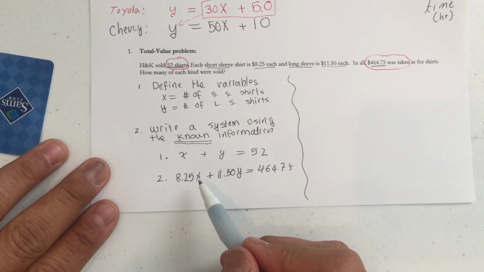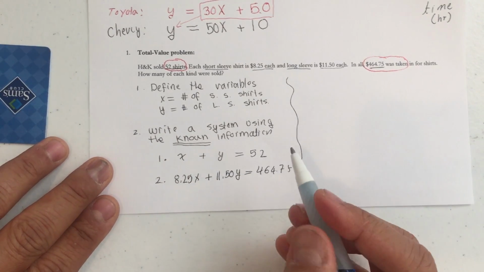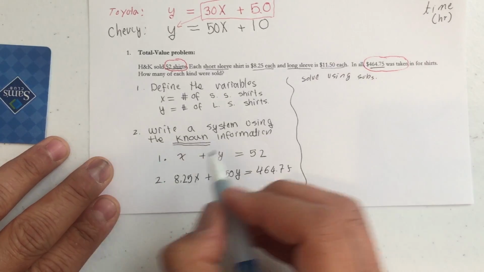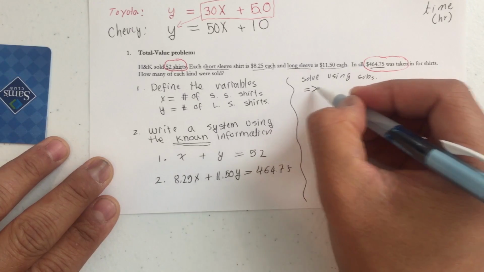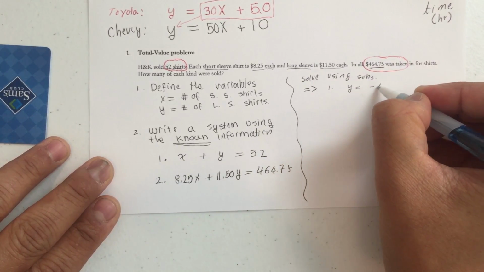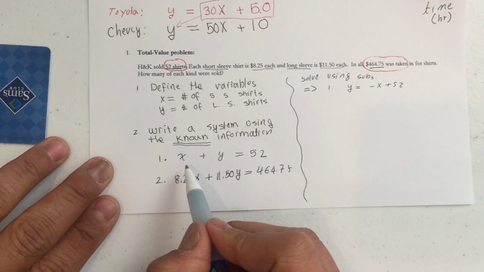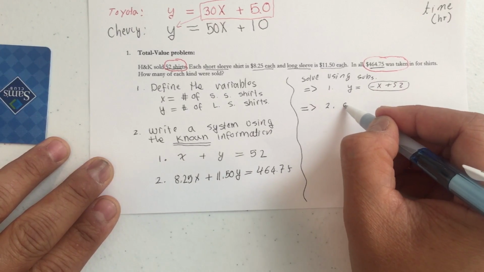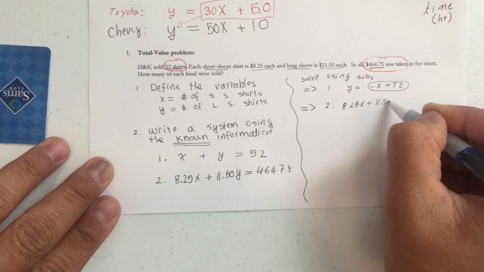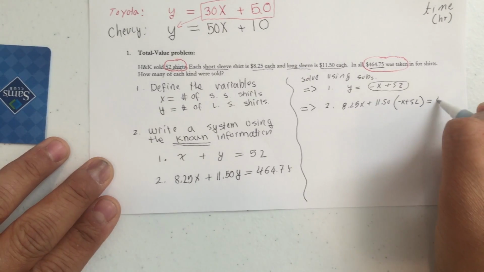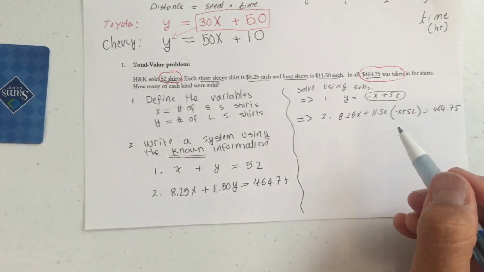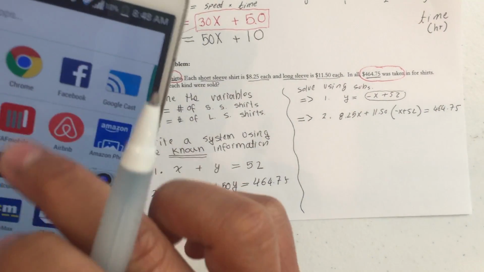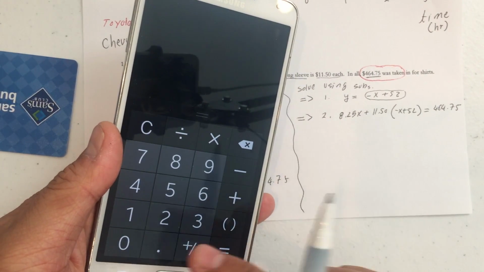I have three methods that I can use to solve. I will solve this system using the substitution method. So solve using substitution. I begin by solving for y in the first equation. So the first equation will now become y equals negative x plus 52, because I subtracted x from both sides. And then I'm going to make a substitution of that into the second equation. So the y in the second equation is that. And I'm going to use a calculator to help me with this problem because it involves decimals that will save us time if we use a calculator.